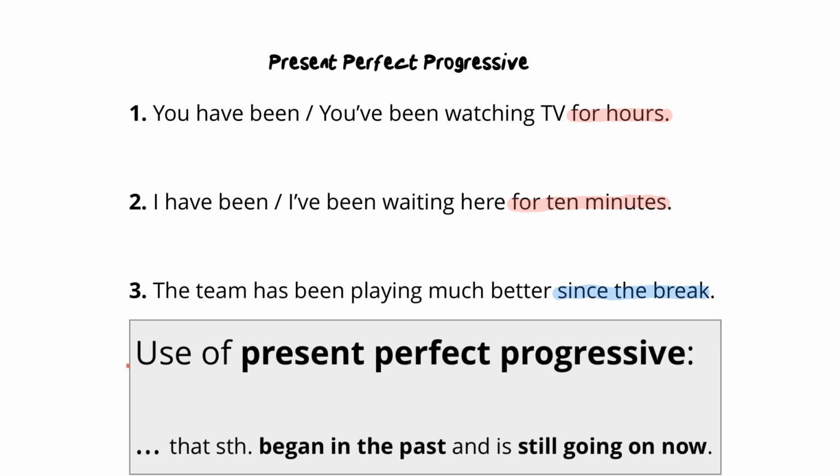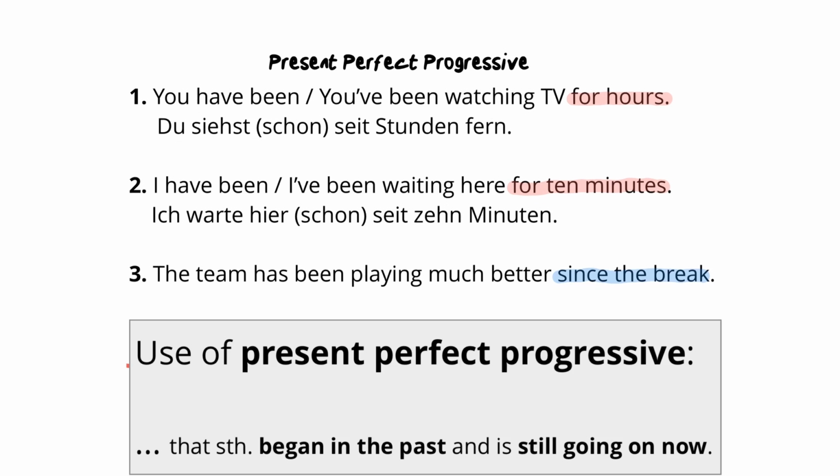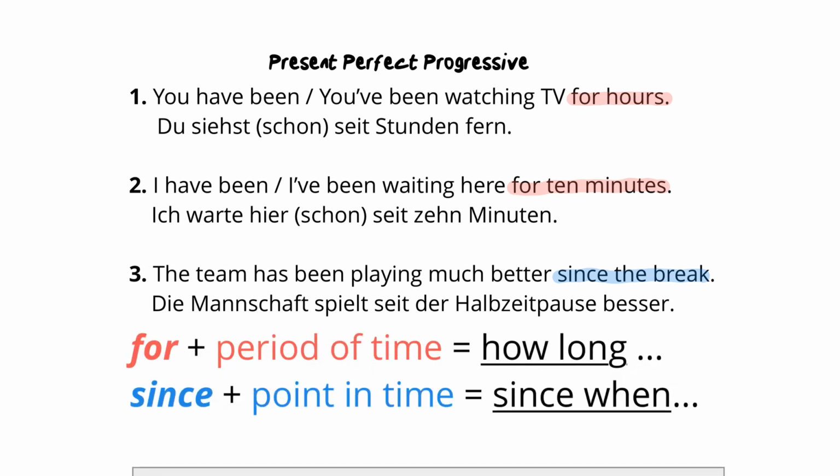But be careful with the translation. Let's translate all 3 sentences. Sentence number 1 can be translated into German as follows. Du siehst schon seit Stunden fern. Sentence 2. Ich warte hier schon seit 10 Minuten. And sentence number 3. Die Mannschaft spielt seit der Halbzeitpause besser.